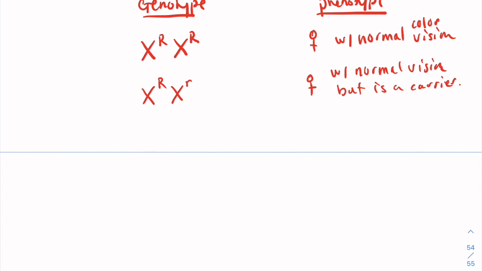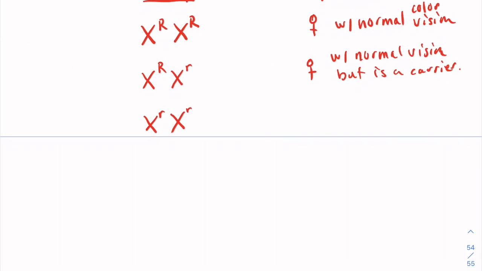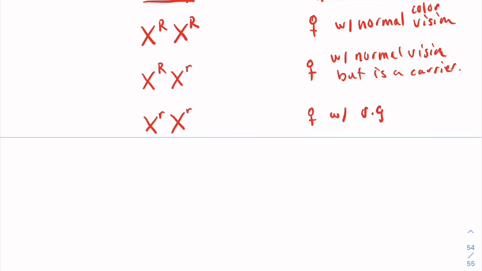All right, do we have any other options for females here? Why, yes, we do. We could have a female with 2 recessive alleles, one on each of their X chromosomes. So this is a female with red-green color blindness. I'm not seeing any other options for females. So let's move on to males.